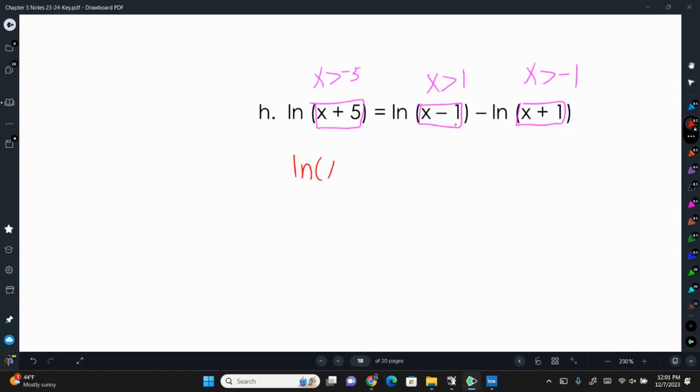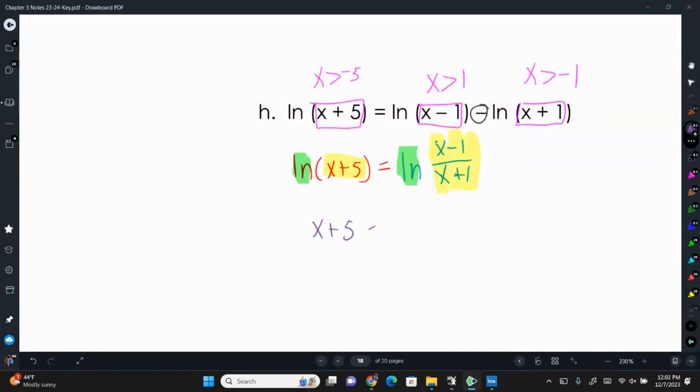Well, on the left side, we already have a single log. And then on the right side, we're going to condense this into the natural log of x minus 1 over x plus 1, because there's that subtraction sign right here. So that means the x plus 1 part goes into the denominator. Well, since we have the ln on both sides, that means the insides must be equal as well. So we have x plus 5 equals x minus 1 over x plus 1.